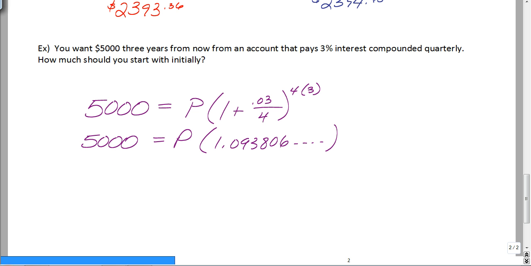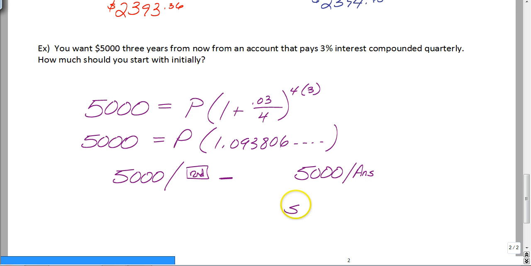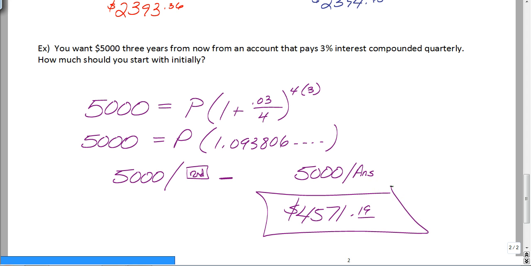So now you just do 5,000 in your calculator, divided by, and then remember that second and then the negative sign button on your calculator will bring up the previous answer. So in the calculator, it's going to look like this: 5,000 divided by ans, and then you click enter, and it's going to give you $4,571.19. So if you found a bank that paid 3% interest, compounded quarterly, you would need to invest this much money to make just over $400 at the end of 3 years. That's not bad for just sitting around and doing nothing.